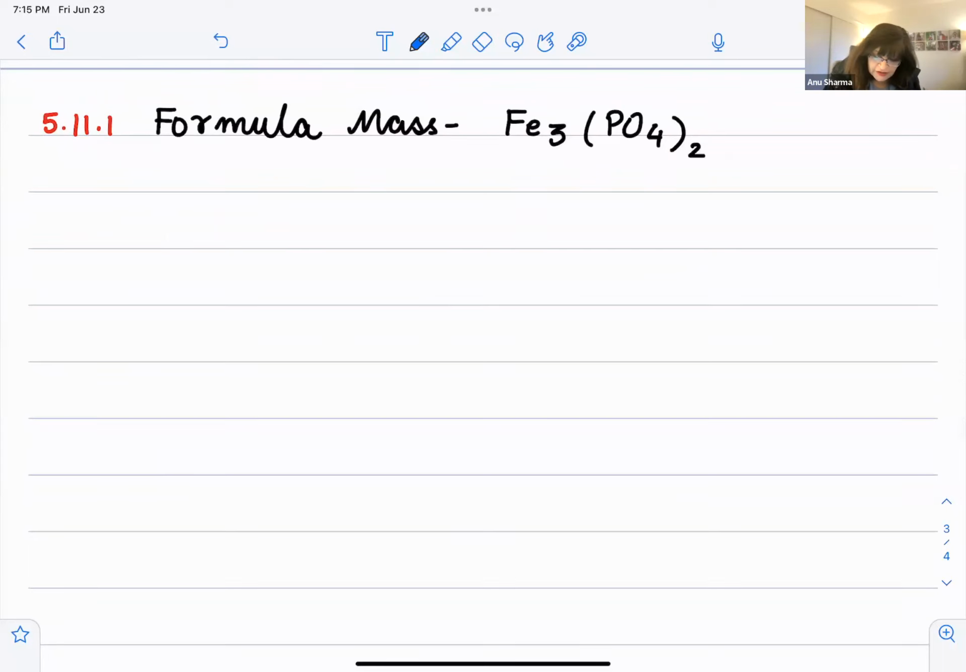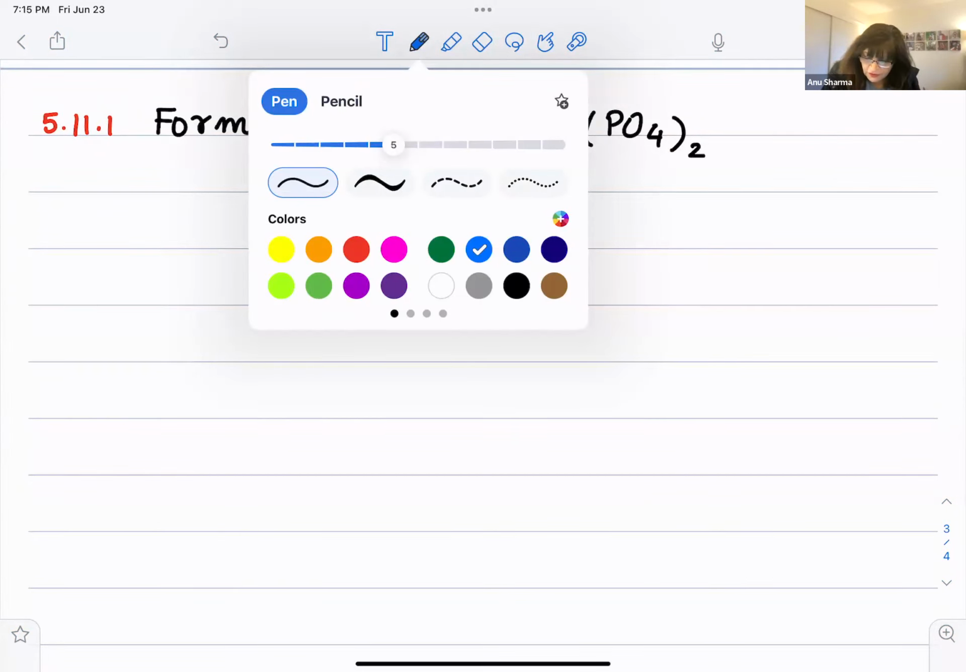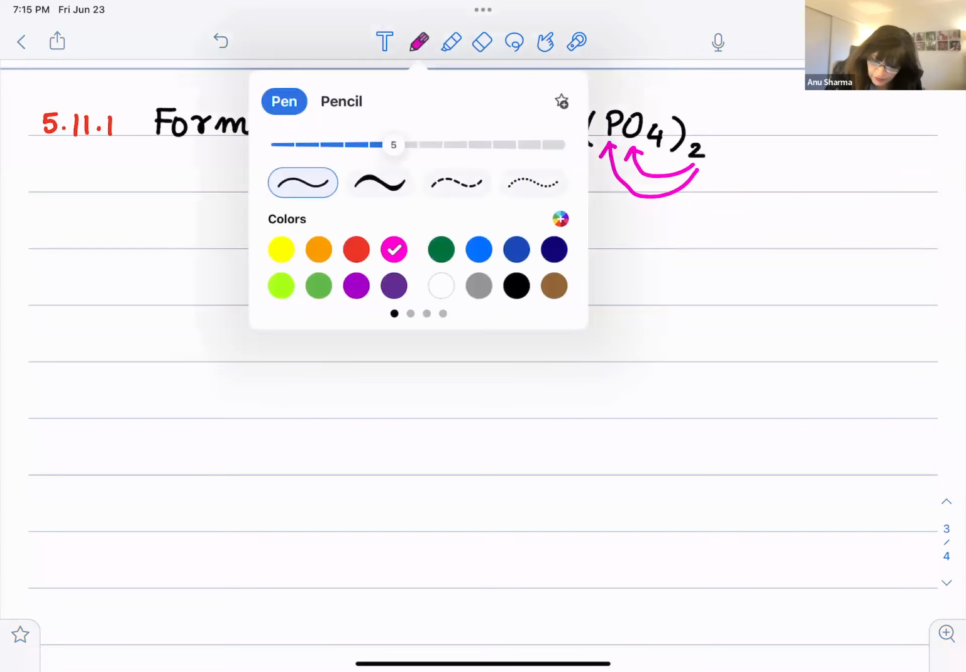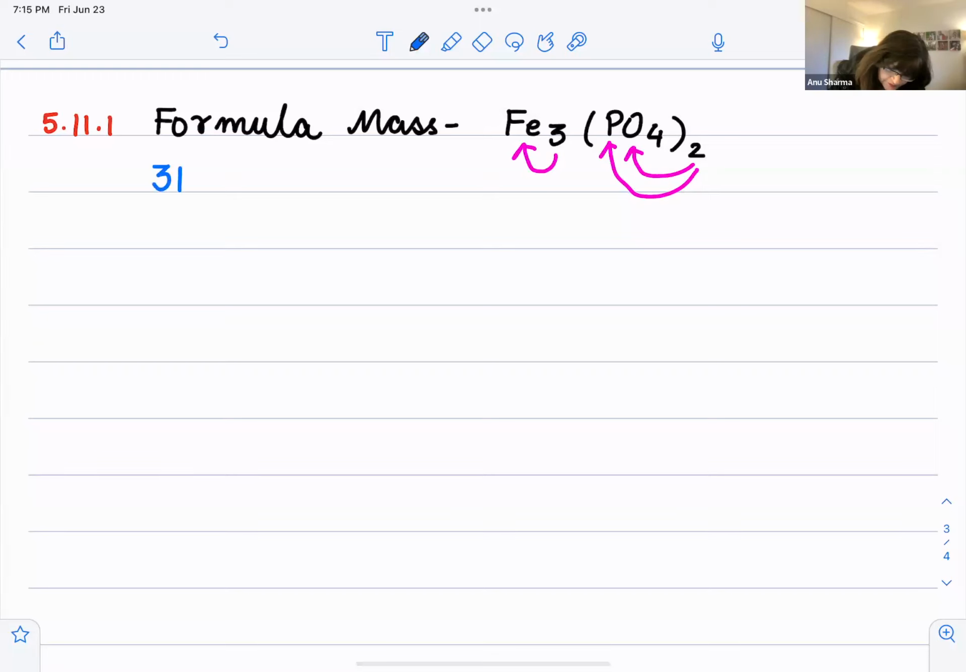The last question is finding the formula mass. What are you going to do here? Iron phosphate is given to you. This 3 applies to iron, this 2 applies to phosphorus, and this 2 applies to oxygen. So we have 3 irons, 2 phosphorus, and 4 times 2, which makes 8 oxygens: there are 4 oxygens and then 2 from outside the bracket.